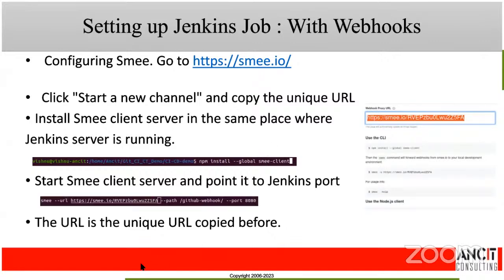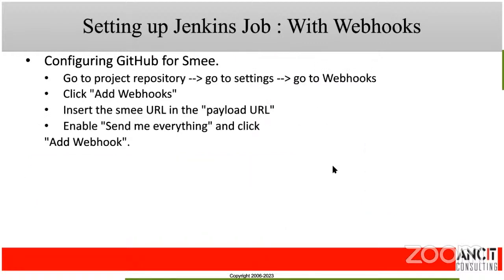When you start your client server, make sure that you have the URL, the one that SME gave you, this unique URL over here. And also make sure that the port is the same as the port on which Jenkins is working. Okay, so that's the configuration of SME. Next, you need to configure GitHub for SME.